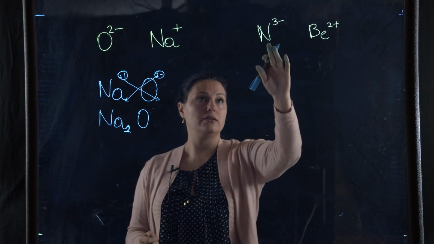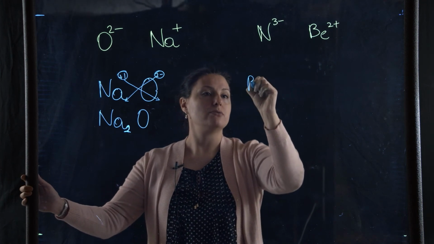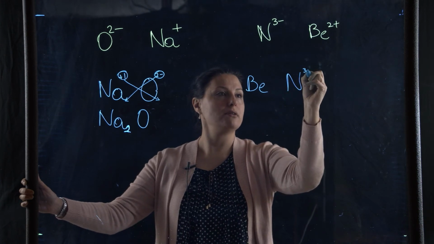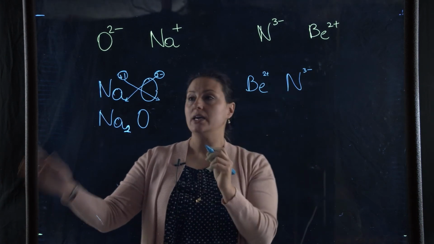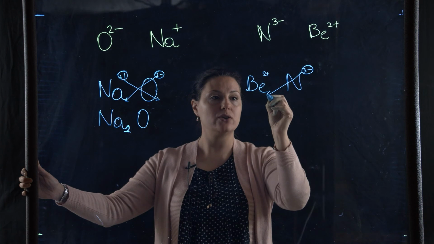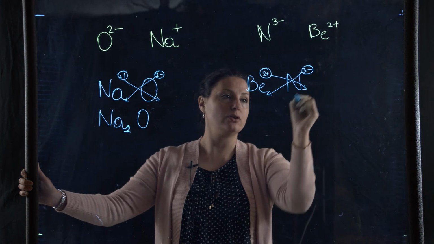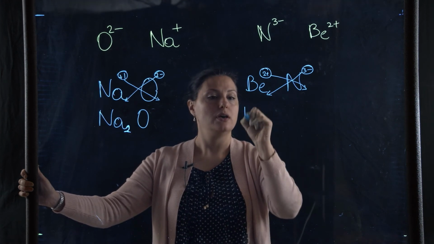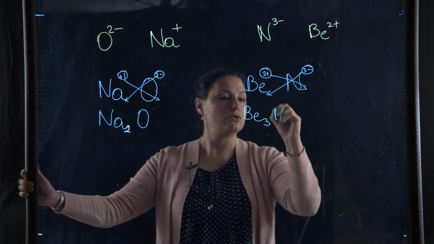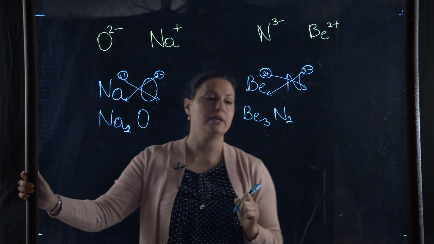I have a 2+ and a 3-. Now beryllium is my metal, so it's going to be written first. So let's write beryllium, and then let's write nitrogen. Nitrogen has a 3-, beryllium has a 2+. If we follow this method, we can take the charge of the nitrogen and bring it down as a subscript for beryllium. We can take the charge on beryllium and cross over to the nitrogen. Therefore, I need 3 berylliums to cancel out the 2 nitrogens.